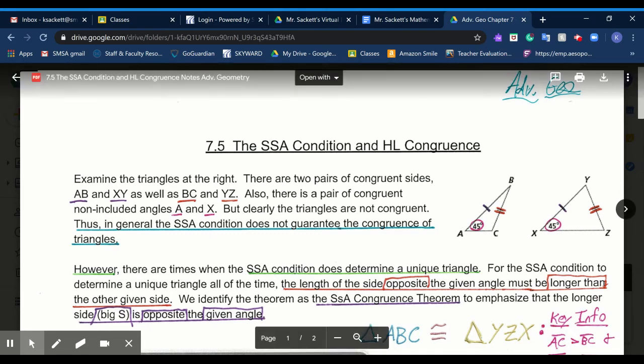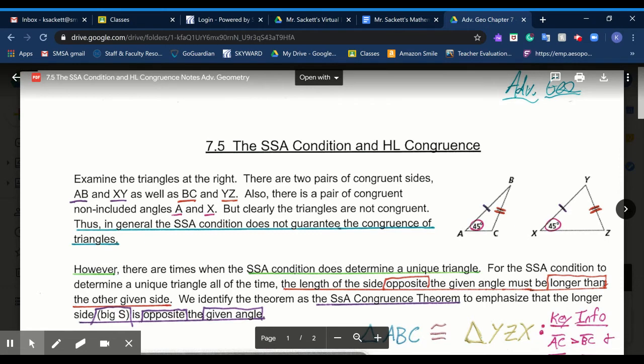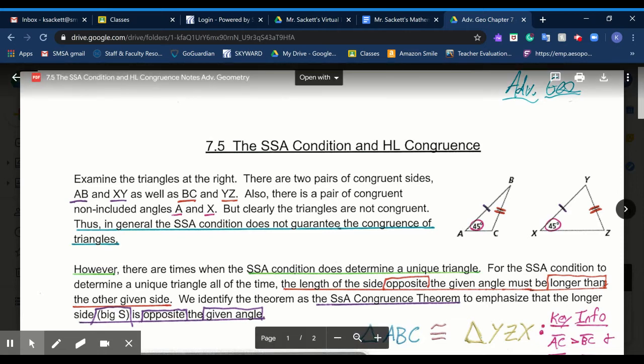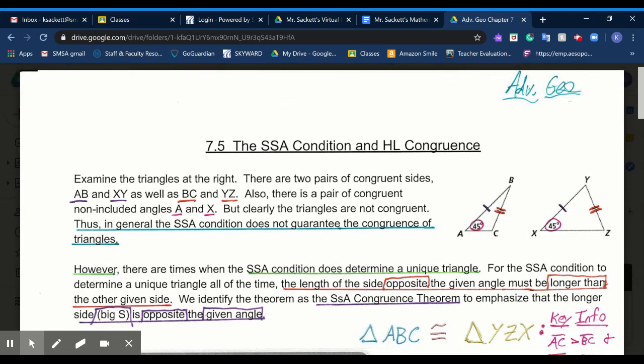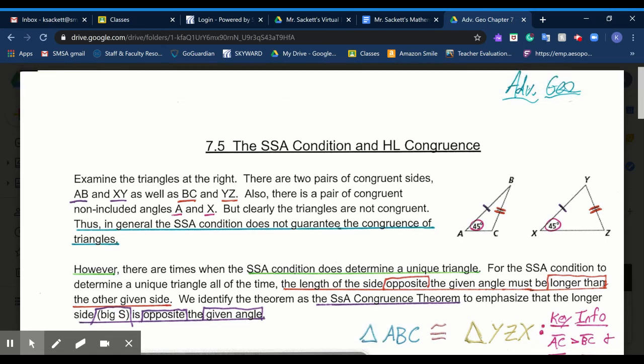As it starts, examine the triangles at the right. There are two pairs of congruent sides, AB and XY, as well as BC and YZ. Also, there is a pair of congruent, non-included angles, A and X. So that's a key that they are non-included angles, meaning they are not the ones that form the vertex of the two known sides.